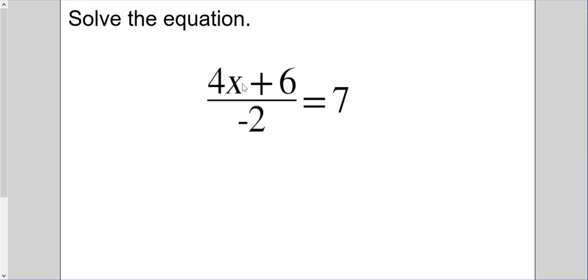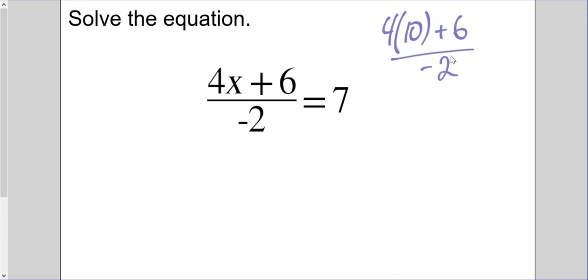And the way I said that, I basically said it in the order of operations. Let's say there was a number in there, let's say 10 was in there for the value of x. If I were to follow order of operations, I would multiply by 4, then add 6, then divide by this negative 2. I want to undo those operations in exactly the opposite order.